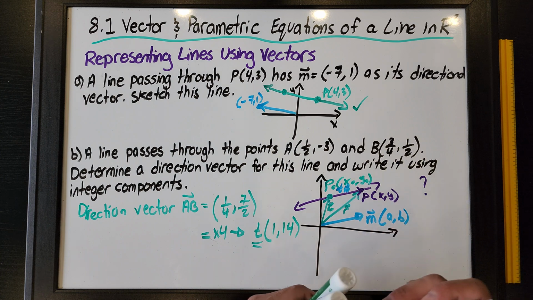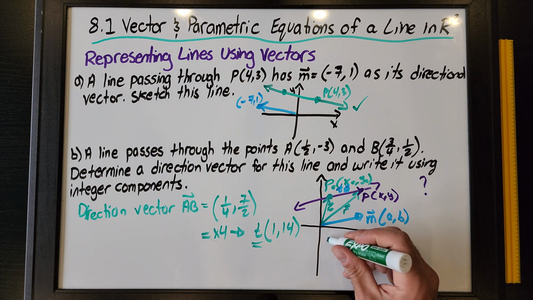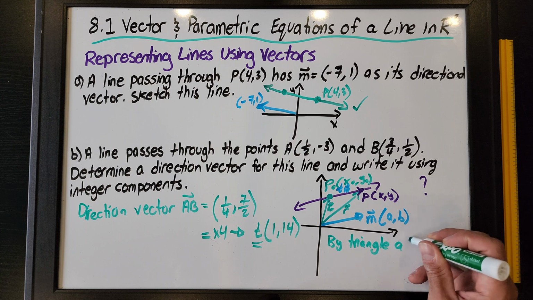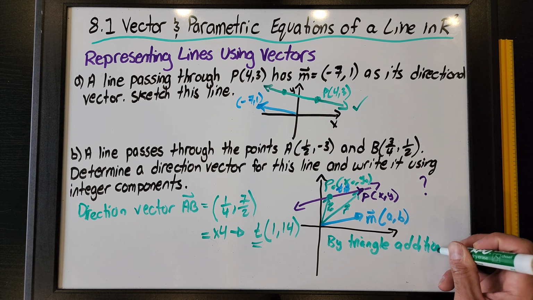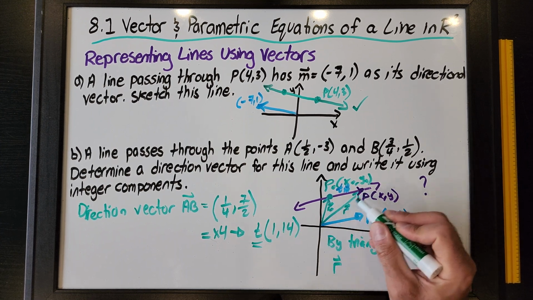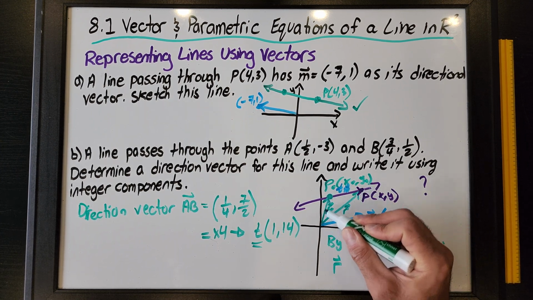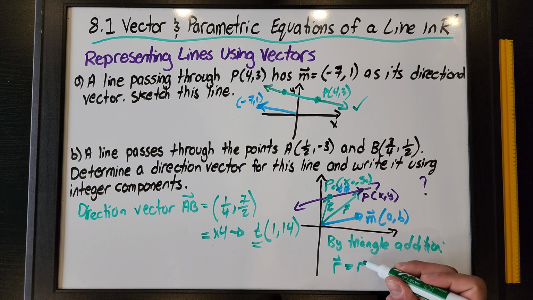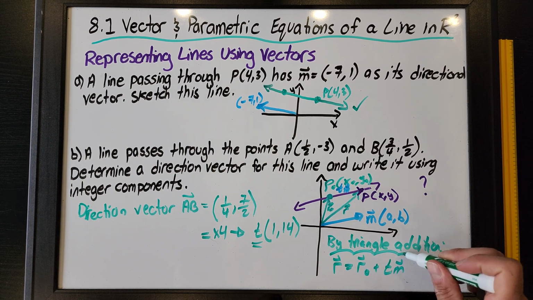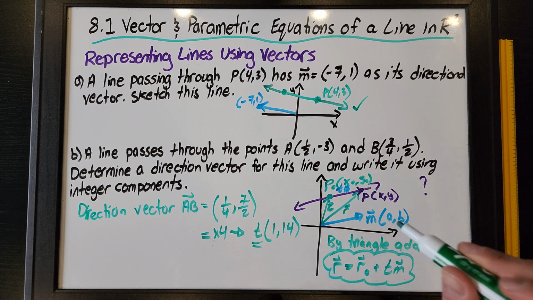So by triangle addition, I know that vector R, the resultant vector, is just the addition of these two guys. So this is just going to be R naught plus T vector M. Okay, and this right here is a vector equation to represent that line, that purple line.